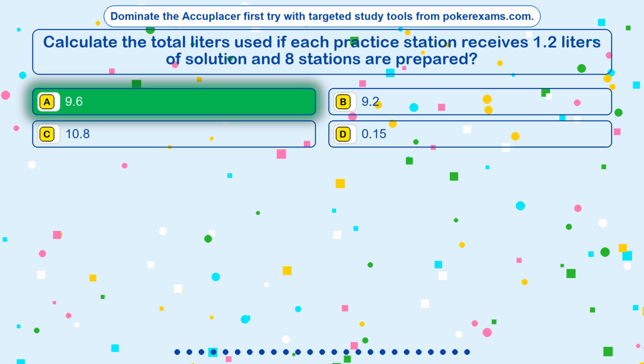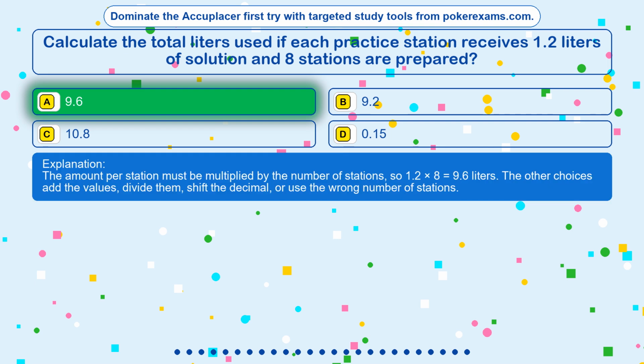The correct answer is option A, 9.6. The amount per station must be multiplied by the number of stations, so 1.2 times 8 equals 9.6 liters. The other choices add the values, divide them, shift the decimal, or use the wrong number of stations.